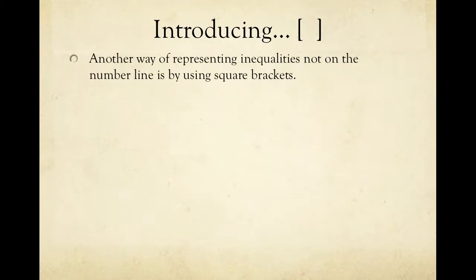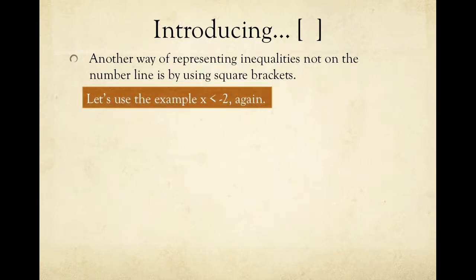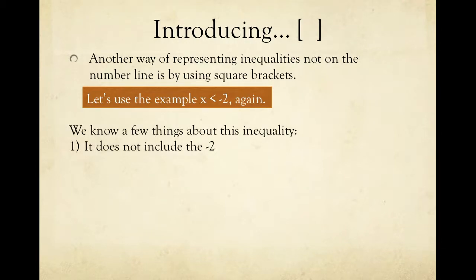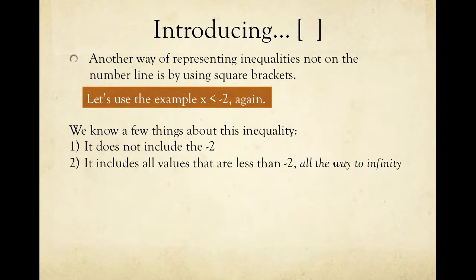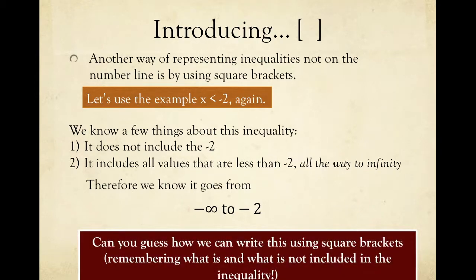Another way of representing inequalities, not on a number line, is by using square brackets. I'm going to use the example x is less than negative 2 one more time. There are a few things that I know about this inequality. One, it does not include the negative 2. Two, it includes all values that are less than negative 2 all the way to negative infinity. Therefore, we know it goes from negative infinity to negative 2. Can you guess right now how we can write this using square brackets, remembering what is and what is not included in this inequality?